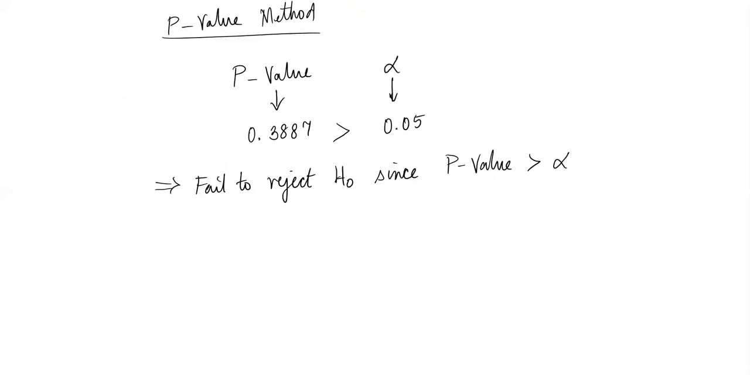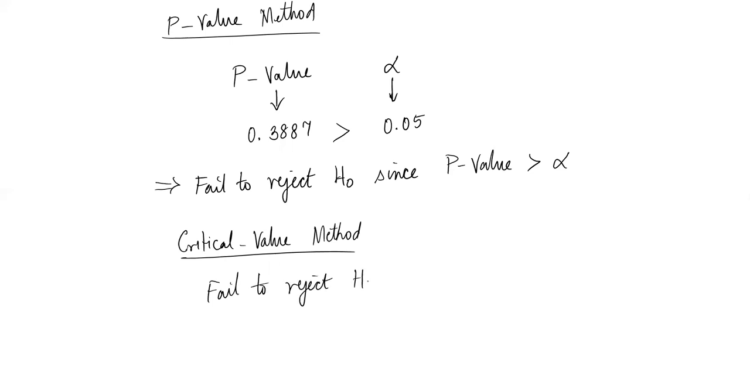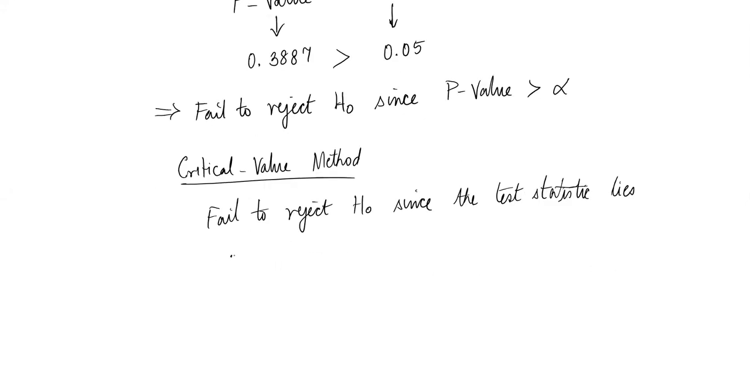And for the critical value method, we fail to reject H0 since the test statistic lies outside the critical region, outside the shaded region. So we made our decision. Now it's time to make the conclusions.